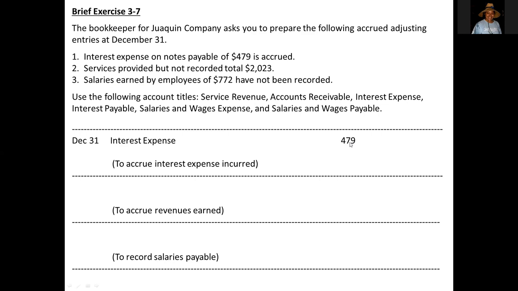So you're going to debit the interest expense. You're going to credit the interest payable. So that's the first accrual entry. How about services provided but not recorded of 2023? In other words, the company performed some services and legitimately earned 2023, but it hasn't been paid yet. The accountant knows that they have to record it in the month of December anyway. How do we record that?